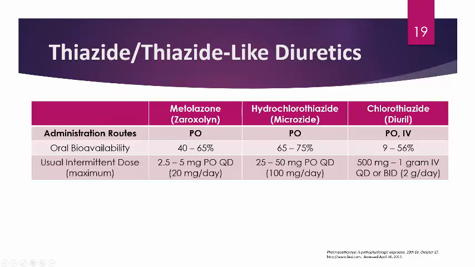In terms of the different agents that we have here, most of them are available PO. The one that is available PO and IV is chlorothiazide or Diuril. In terms of the bioavailability, you see them here, as well as the usual intermittent dose of these agents. None of these agents is provided as a continuous drip.